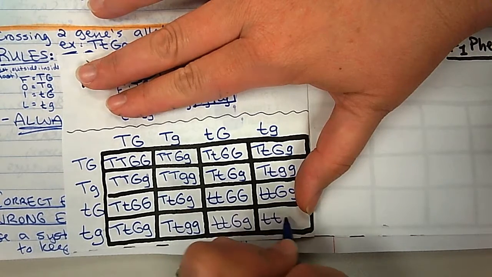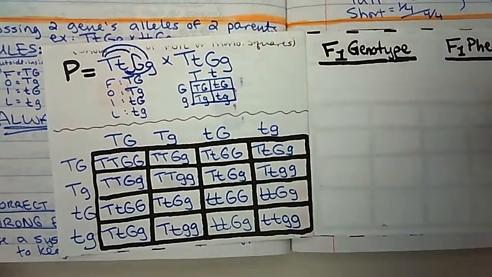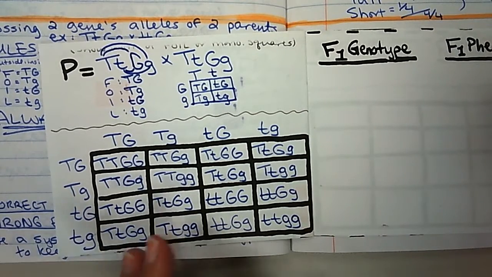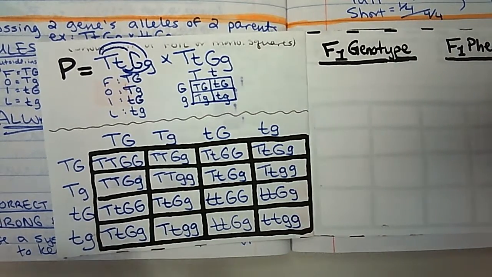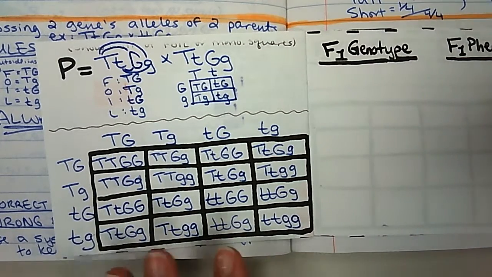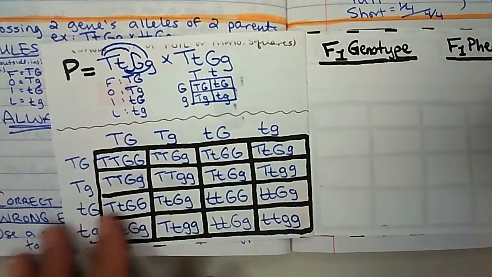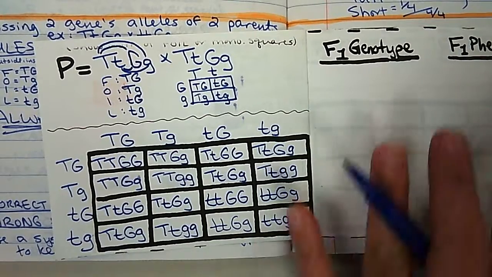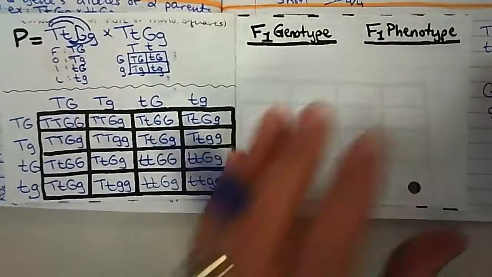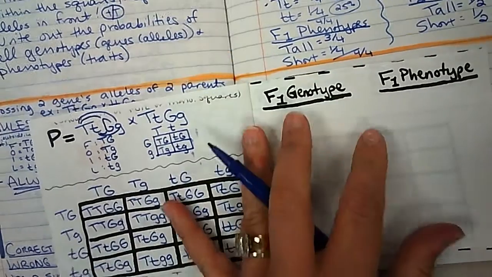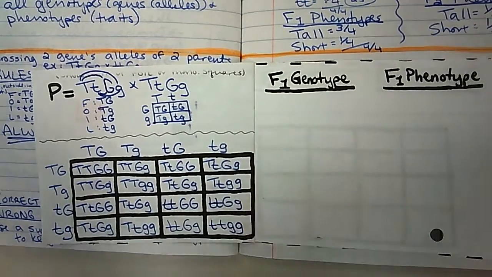Okay, so this should be where you have all of your T's together and all of your G's together. And so you just want to make sure that you have exactly what I have. Okay? Now, for the genotypes, this is where you want to have a system in place. You want to have a way that you kind of keep up with what you're doing here.